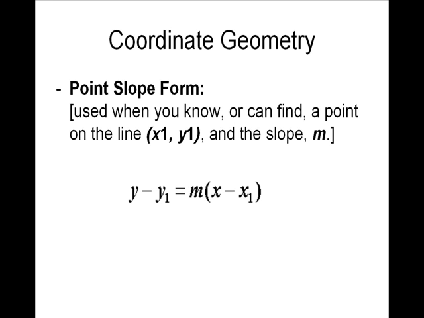And then you have point-slope form, and you use it when you're trying to find the equation of a line through a point, and it's pretty much straightforward. You can take a point, and if you have the slope, you can find the equation of the line.